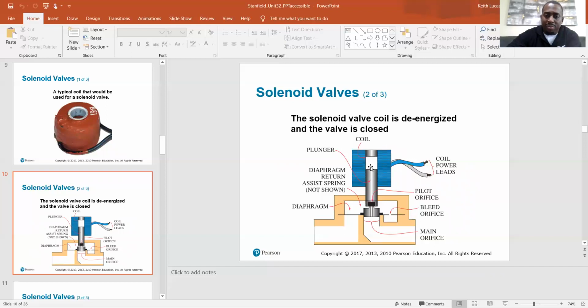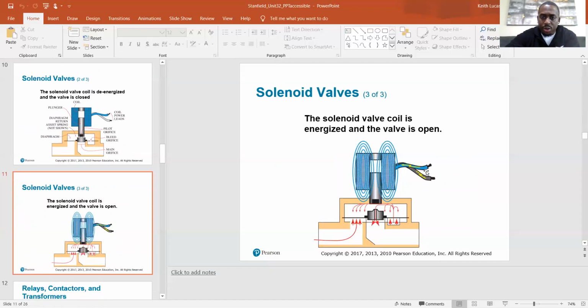It's going to create a magnetic field. Once that happens, this plunger is going to lift up because of the magnetic field. It's going to pull it up, and it's going to allow fluid to flow through this orifice. Right now, nothing is flowing through here because this plunger is pushed down on top of it.